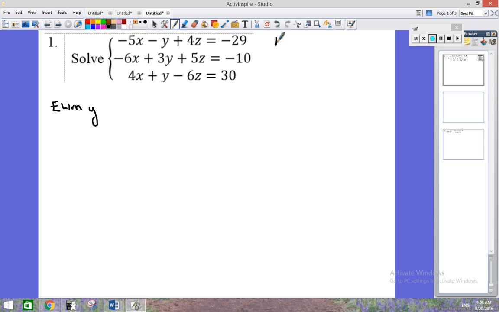Well, let's number my equations 1, 2, and 3. And let's add equations 3 and 1. Yeah, 1 and 3. I'm going to take equation 3 and write it down exactly like it is, and I'm going to add equation 1. And this coefficient is a positive 1, this is a negative 1, they're equal and opposite, and they will be eliminated when I add those equations together. So I've got 4x plus y minus 6z is equal to 30.